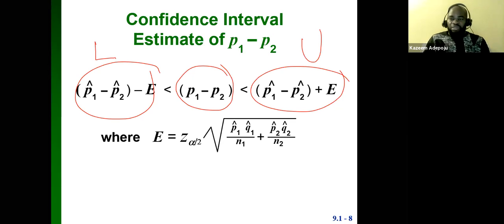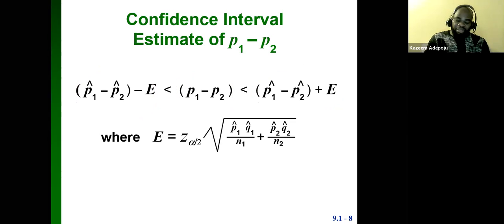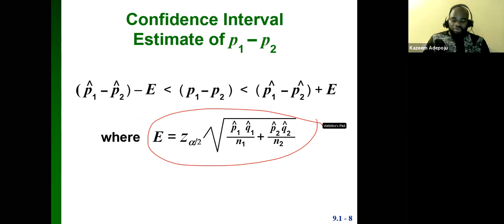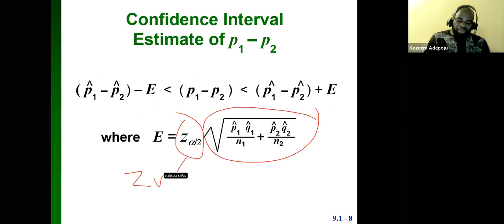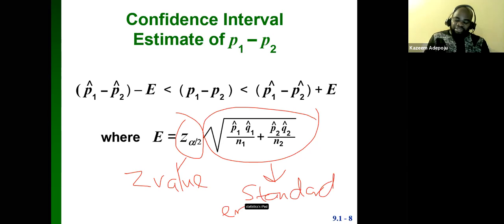Okay. And then what is the formula for the margin of error? The formula for the margin of error is that. There are two things in this formula. This is going to be the z value, and this is going to be the standard error, the standard error of the difference of proportion. Which means the margin of error is just multiplying the standard error of the difference of proportion by the z value. When you do that, you get the margin of error. So the margin of error is what you're going to subtract and add to the estimate of the difference between the sample proportions. You can see that now. So that's exactly what you're going to have.